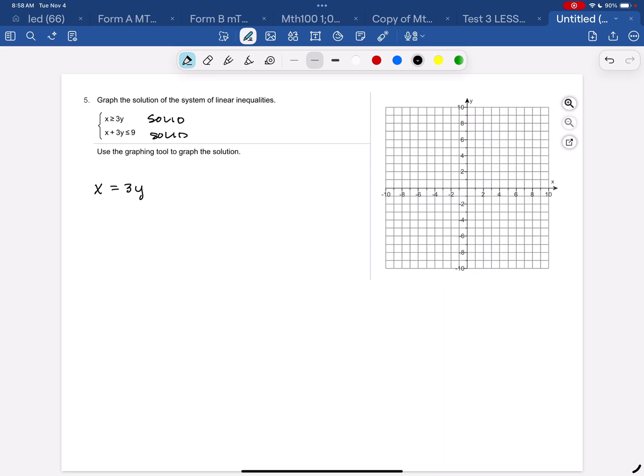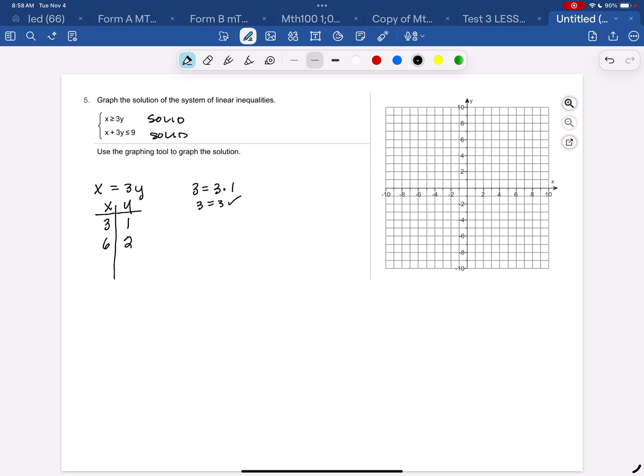Now, this is not in either of the formats, so I'm just going to go ahead and make a table. x and y. Now, look, x is equal to 3 times y. So if y is 1, x has to be 3. Look, 3 is equal to 3 times 1. 3 is equal to 3. That's true. Okay, pick another y. x is equal to 3 times that, so 6.